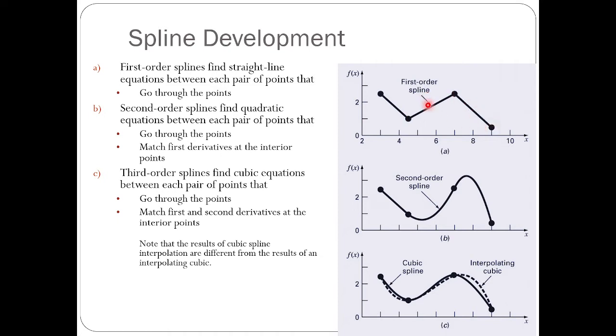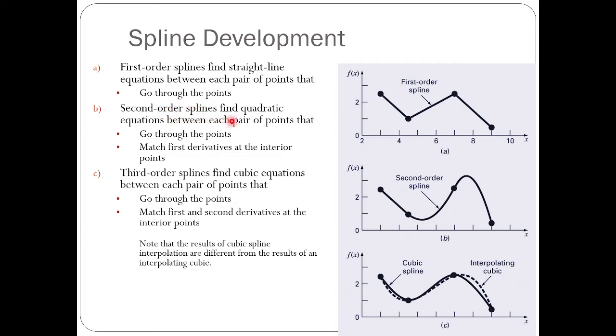Okay, this is the first order spline. So a straight line equation between each pair of the points. So these are two pairs. First one, second one is a straight line. 2, 3 straight line. 3, 4 straight line. So the straight line equation between each pair of points is the first order spline. So first order spline means straight line.